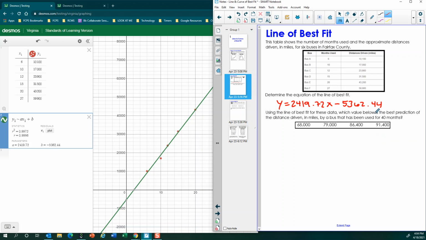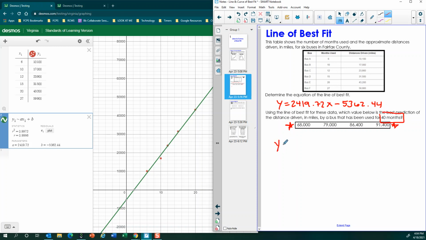So once we have this trend line, we can use this to make predictions, right? So this equation relates the number of months that a bus was used and the distance that it's been driven in miles. So now, if I have the number of months that I'm thinking a bus will be used, I can use this equation to estimate how far that bus is going to drive. So now, we want to use our line of best fit and determine which of these values here would be the best prediction for a bus that's in use for 40 months.